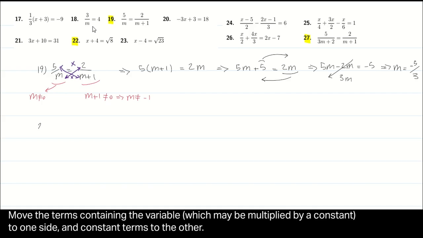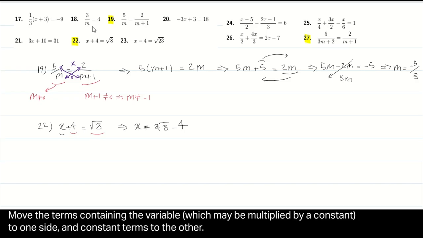Now let's look at question number 22 in here. We have x plus 4, which is equal to a square root of 8. As you see in here, we have two constants and we have one variable in here. So I'm just going to keep the variable on the left hand side. Now I'm just going to move one constant to the right hand side. So we have x is equal to square root of 8 minus 4.